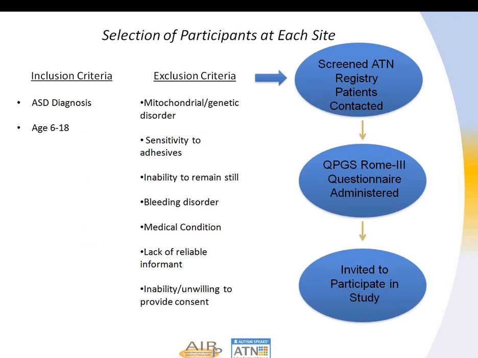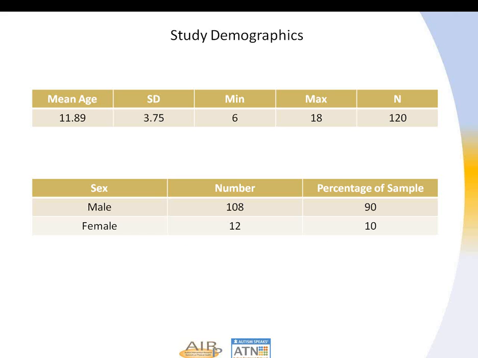We enrolled subjects aged 6 to 18, and we excluded those with a known mitochondrial genetic syndrome, sensitivity to adhesives, inability to remain still, bleeding disorder, medical conditions that might interfere with the procedures, lack of a reliable informant to tell us about the symptoms, and obviously those who would not want to consent. The mean age of the subjects was 11.89, right in the middle of the age range, and 120 were recruited, and it was predominantly male to an even greater extent than typical, but that may reflect the numbers with the symptomatology.